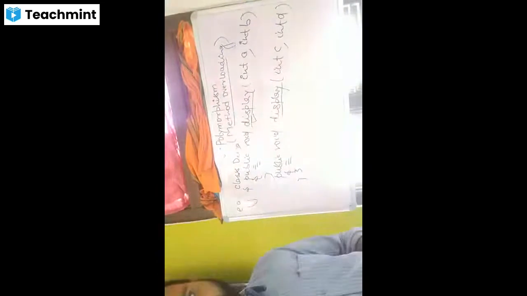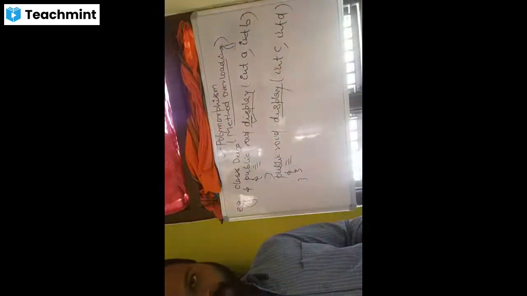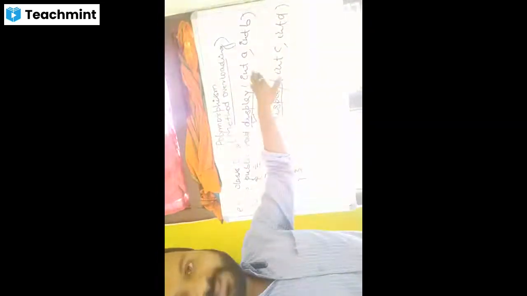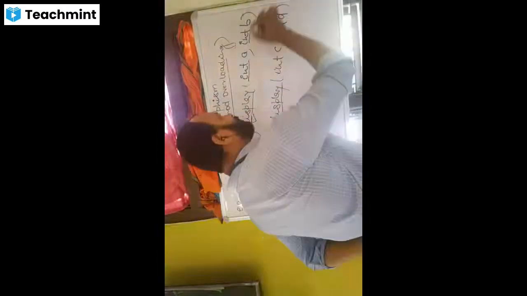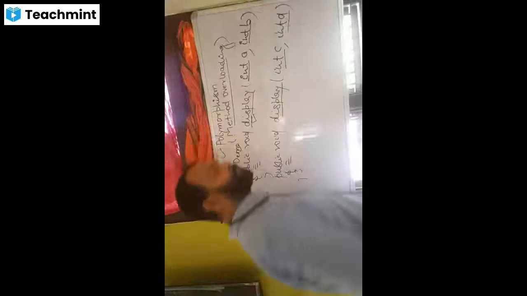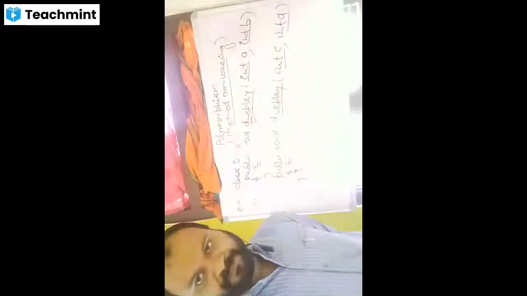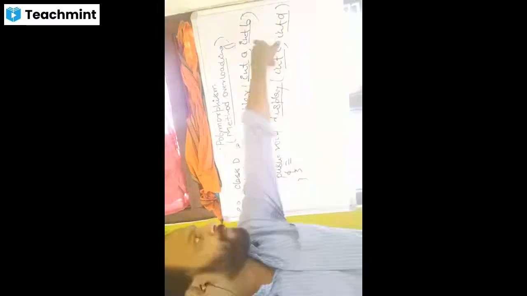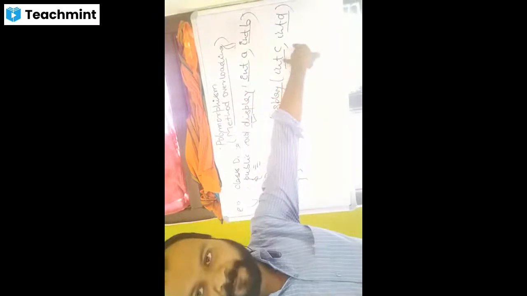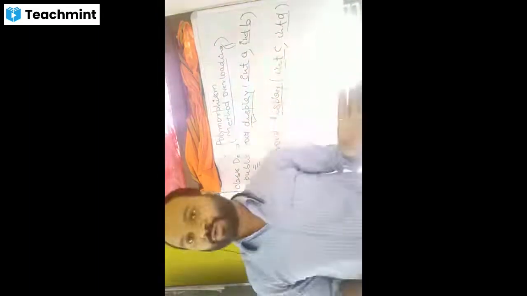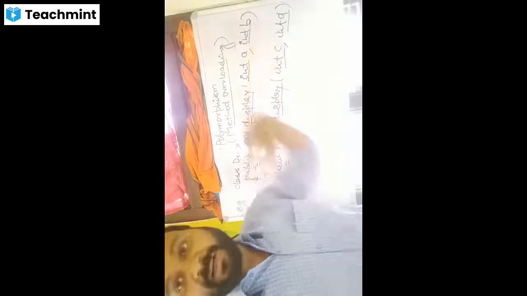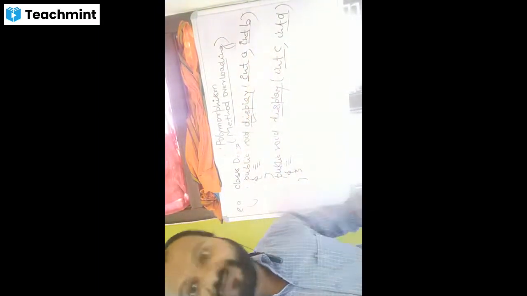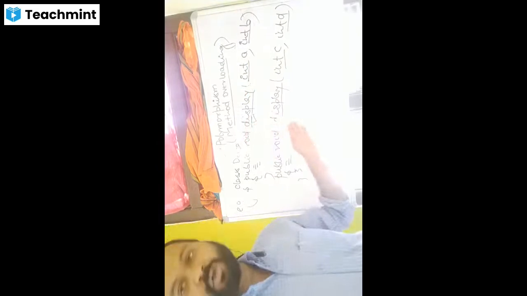Anybody? Yes, sir. No, it is not. It is not an example of method overloading because you can see the types of the parameters are the same in both of them. Here also two integers, here also two integers only. So it is not an example of method overloading. Once again, I repeat, the type of parameters and the number of parameters should be different to be a method overloading example.